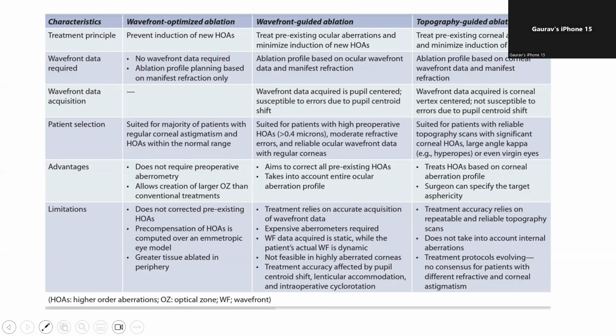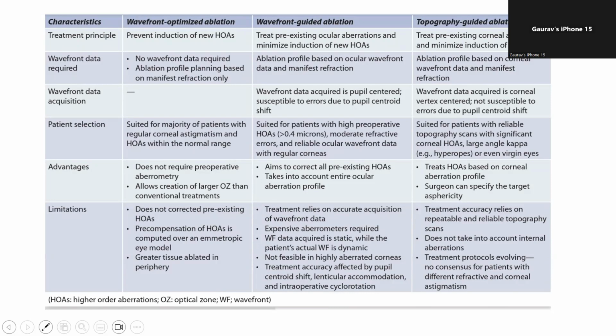So in wavefront optimized ablation, what they do is that they simply prevent the induction of new higher order aberrations. They do not treat the pre-existing higher order aberrations, but the treatment is such that new higher order aberrations are not induced. Whereas wavefront guided ablation and topo guided ablation treat pre-existing low order as well as high order aberrations, as well as minimizing induction of new higher order aberrations.